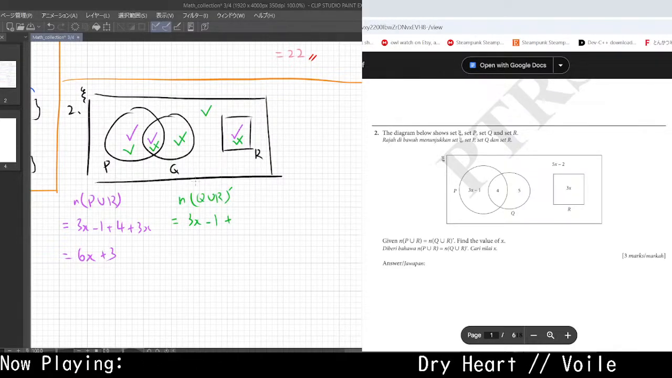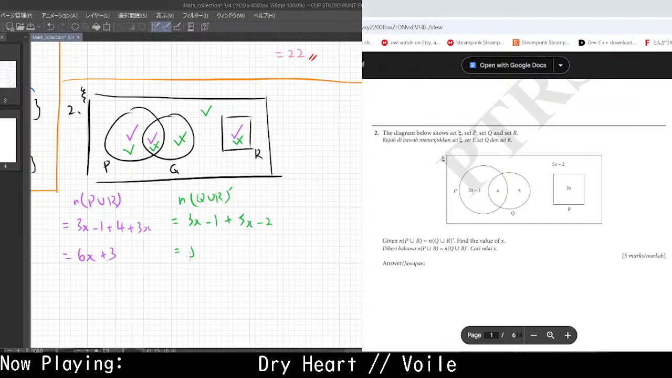Therefore, the number of things inside Q union R prime will be equal to 3x minus 1 plus the one that's outside, so that will be 5x minus 2. Rearrange: 8x minus 2 minus 1 minus 3.